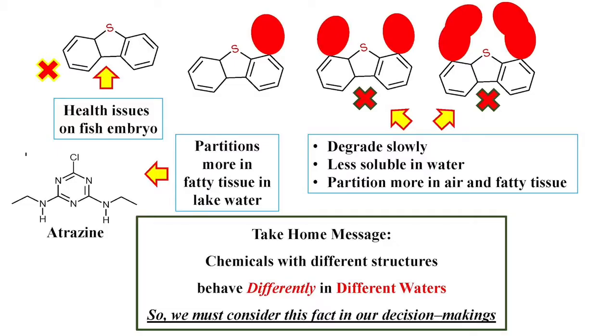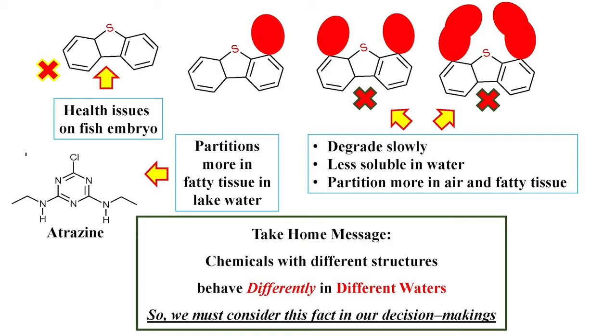My research showed that when they are in the water, for example after an oil spill, the larger the side chain, like this, the slower they are going to degrade and stay in water, and they partition more into the air and fatty tissue. The first compound has shown health effects on fish and birds. It must ring a bell. We have to watch out for these other 2.